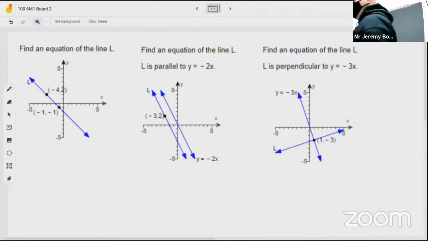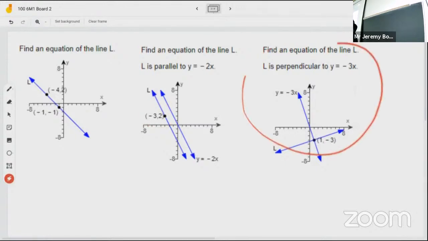So we got 3 problems here. The first one, you're just trying to find the equation of that line. The second one, you're finding the equation of the line that is parallel to y equals negative 2x. And they give you the point here of negative 3, 2. And then the third one, you want to find one that's perpendicular to y equals negative 3x. And it has that shared point of 1, negative 3.